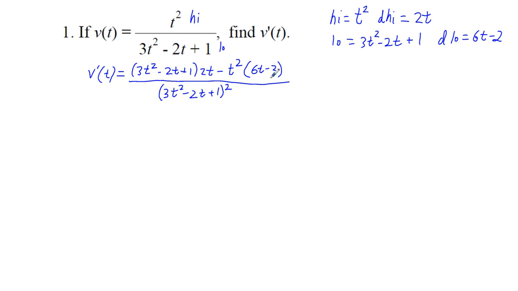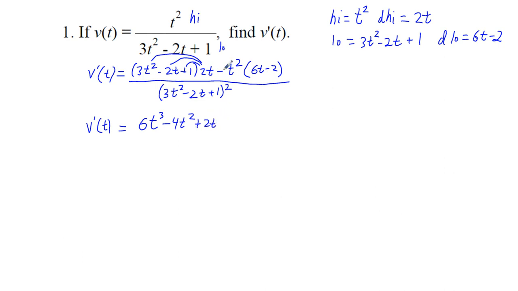So really now, at this point forward, it's a matter of distribution of the terms. So v prime of t is equal to 2t times 3t squared, 2t times negative 2t, and 2t times 1. So we're going to have 6t cubed. In these distributions, it is really easy to get a sign error. And then we have 2t times negative 2t, so we have minus 4t squared. And then we have plus 2t.